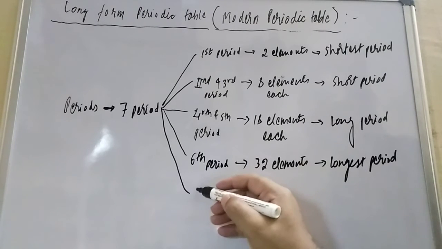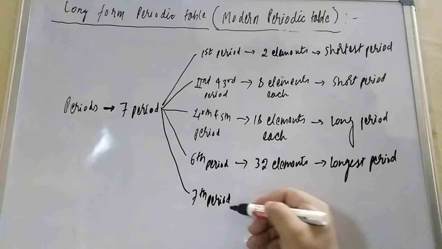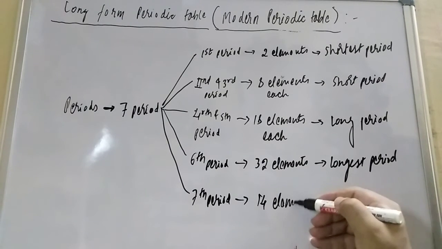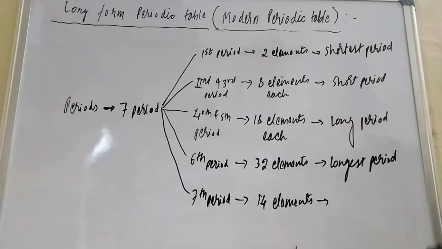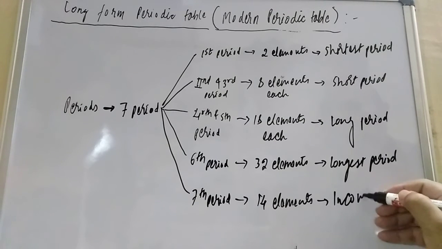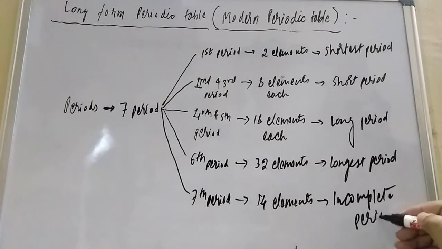Lastly, students, the seventh period is there. When you are talking about the seventh period, friends, there are 14 elements. Now more elements have also been discovered, but in your book you will find 14 elements, and that is known as what, students? Incomplete period.